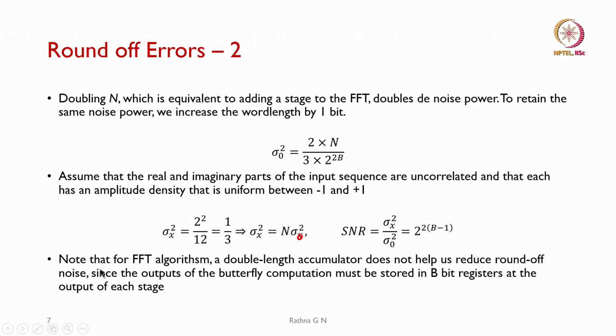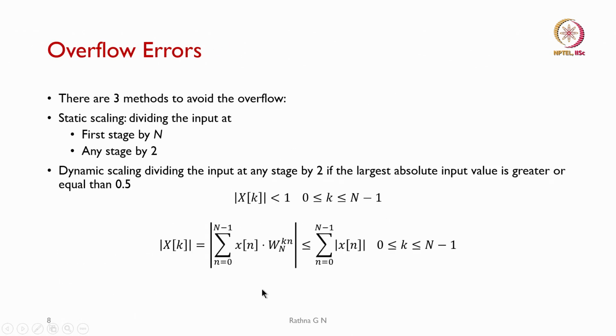So the note we are going to carry from here for the FFT algorithm is that a double length accumulator does not help us reduce round off noise, since the outputs of the butterfly computation must be stored in b bit registers at the output of each stage. Just like in an FIR filter, by increasing the length of our accumulator we could hold on to the result till the end, but here we will not be able to do it because we have to use it for the next stage. So now we will see how overflow is going to cause error.